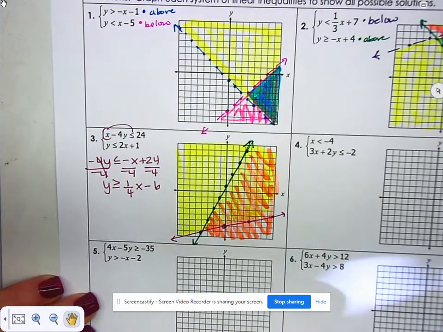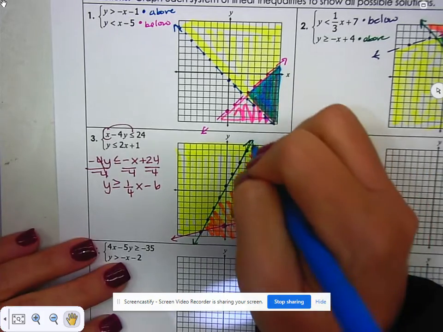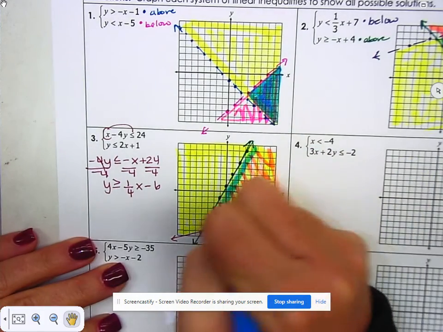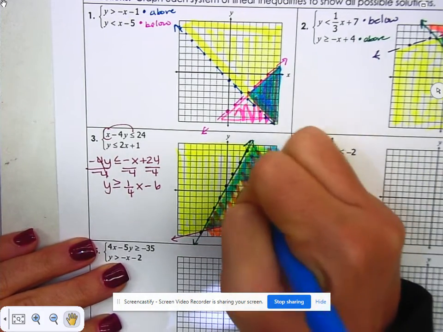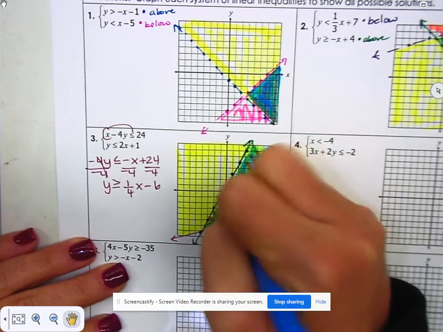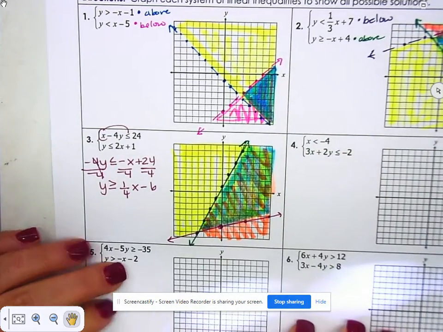Okay, so you will see the overlapping of the two is this area right in here. So do make sure that that part is colored darker on your paper.